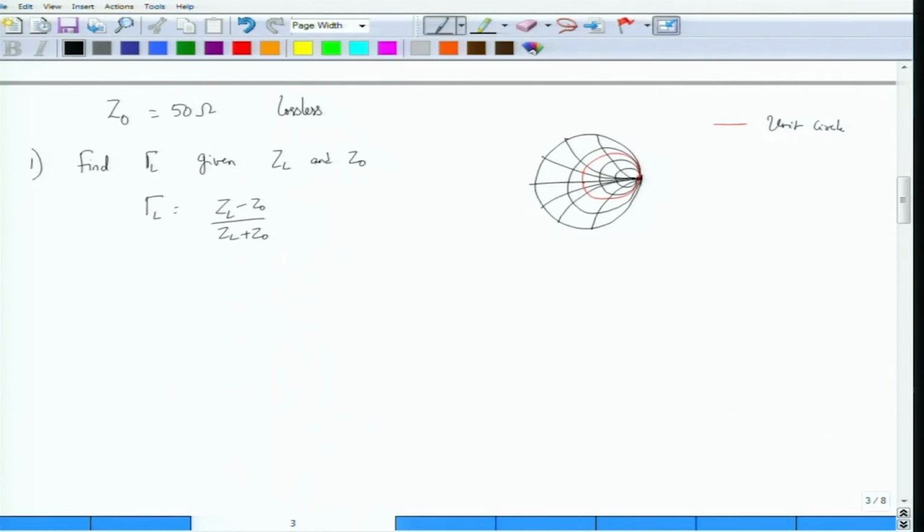This point is the center of the Smith chart. Let us denote that one by O. You remember that all these are constant R circles and these semicircles are constant X circles. You should also remember that this point is the open circuit and this point is the short circuit impedance.